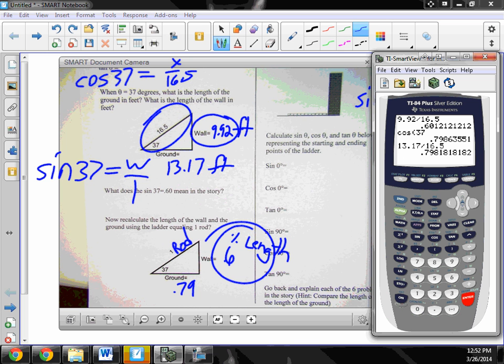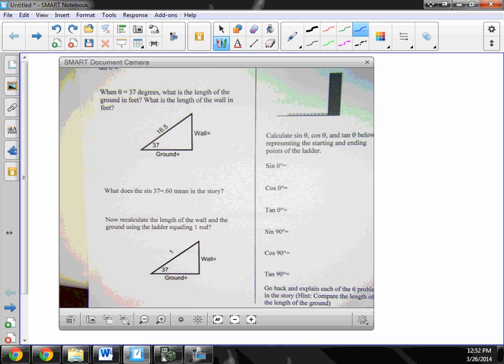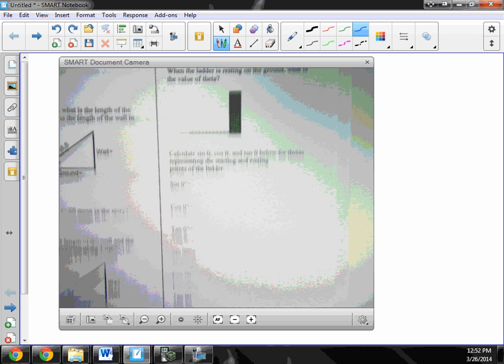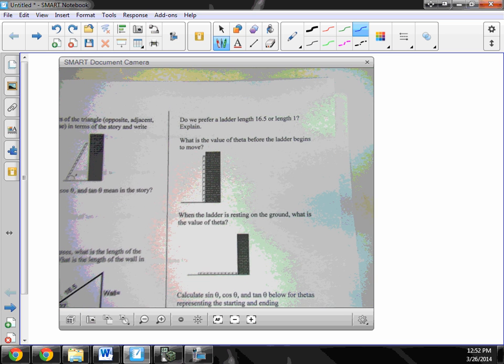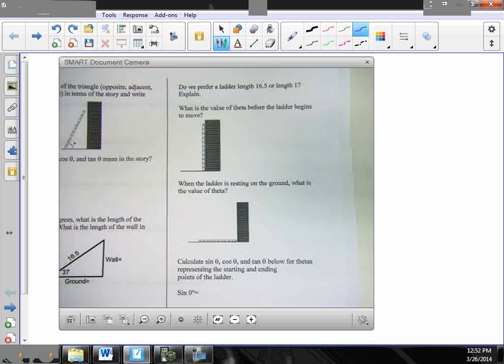Well, that has another effect. If the ladder is 1, then this number has a double meaning. It's a percent and a length. It's 60% and 0.6, whatever units you're using. So if you look at the top of the next column, yes, the percentage will change as the angle changes.